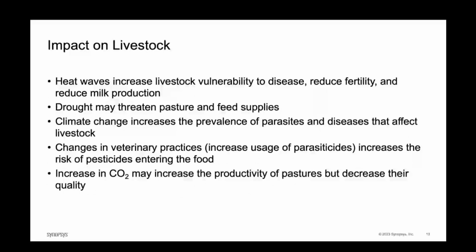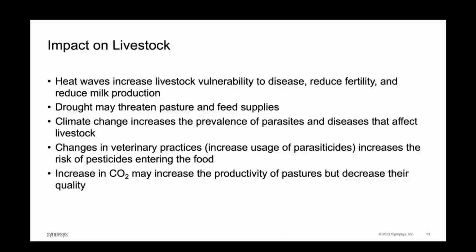In livestock, the heat wave increases livestock vulnerability to disease, reduces fertility, and reduces milk production. So we are saying that the heat wave will affect the livestock dramatically, not only for the milk but also for the meat production. Droughts may threaten pasture and feed supply because we need to have the pasture and the feed supplies for the livestock. Climate change increases the prevalence of parasites and diseases that affect livestock.